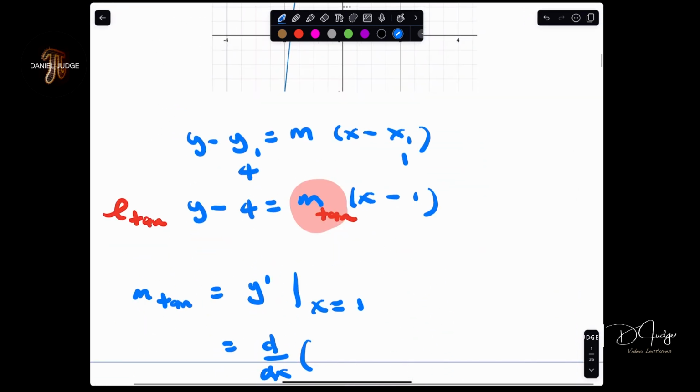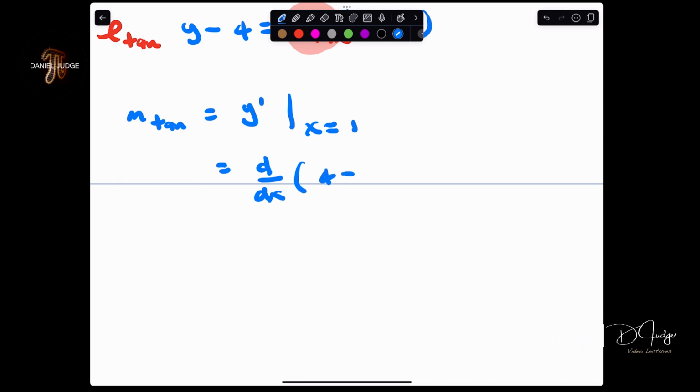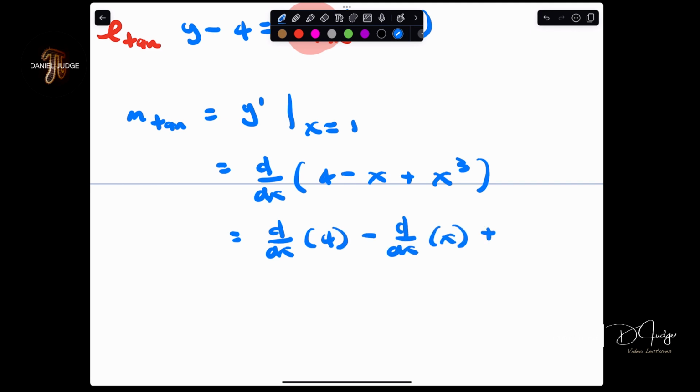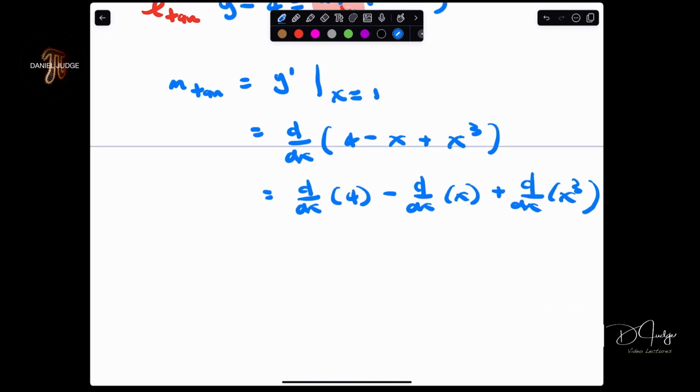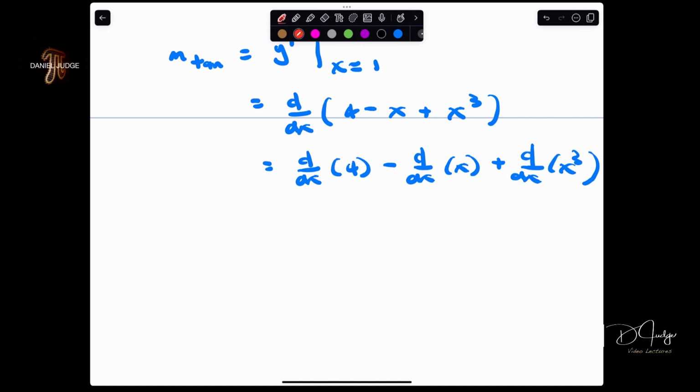All right. And let's see what we get. Now, I guess we'll list the properties here for you guys. Okay. Derivative of a sum is sum of derivatives. Derivative of a difference is difference of derivatives. Derivative of a constant is 0. Derivative of x is 1. The derivative of x to the third power we know is 3x squared here.